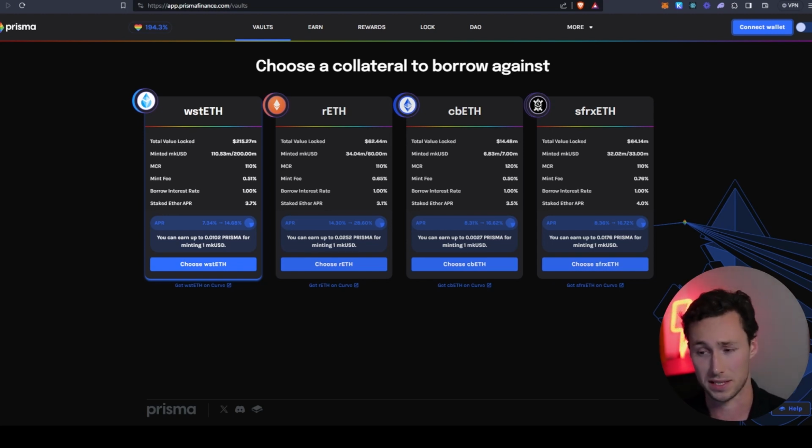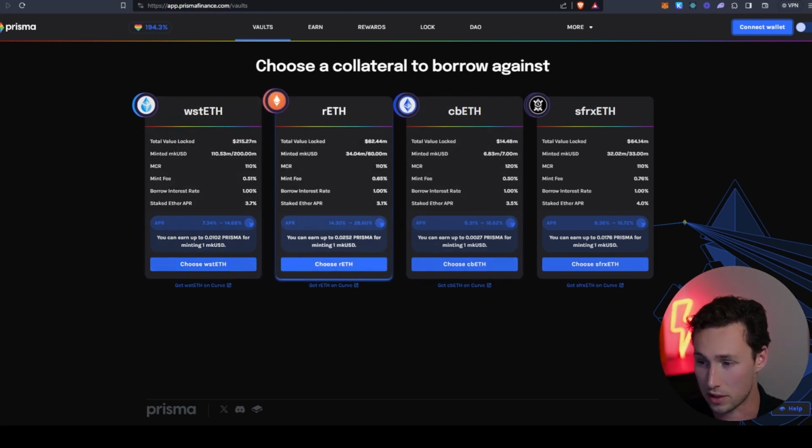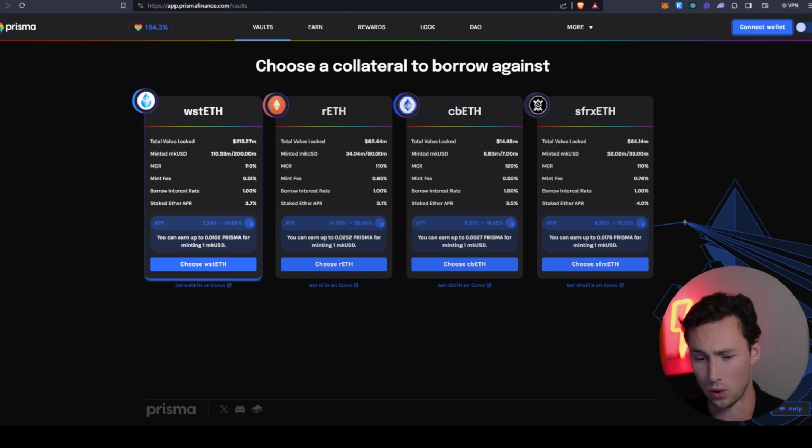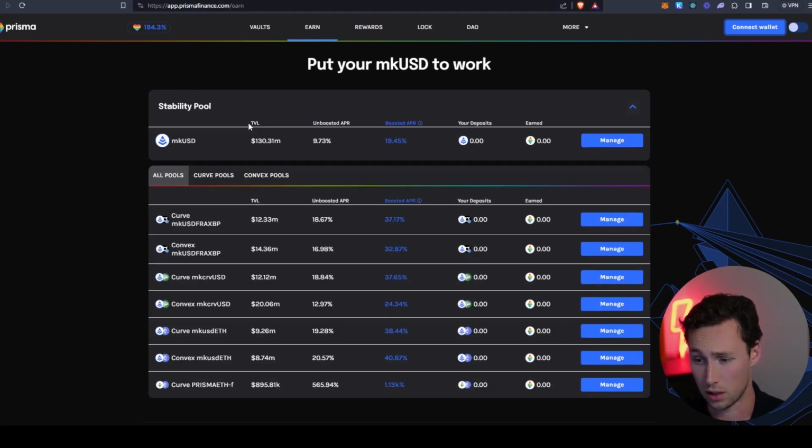Unless you're a massive whale, you're not going to dilute the pool by depositing yourself. Likewise, this rETH pool has $60 million in it, and you can earn 14 to 28% in yield. And if you're wondering how to boost this, basically you need to hold and lock Prisma tokens in order to boost it.